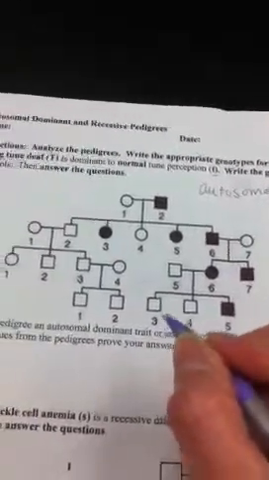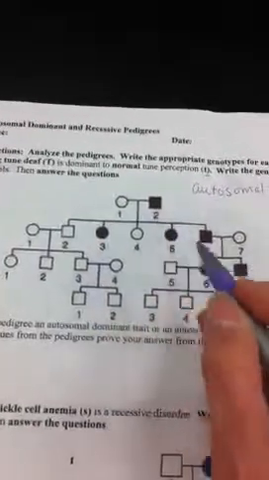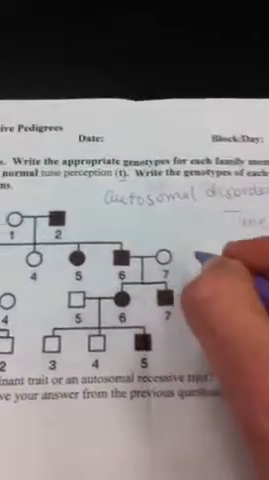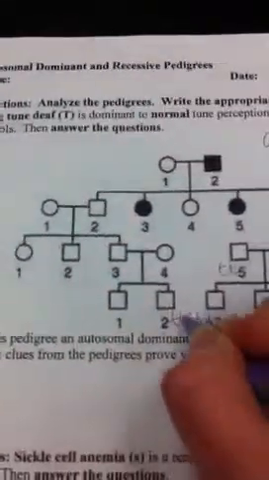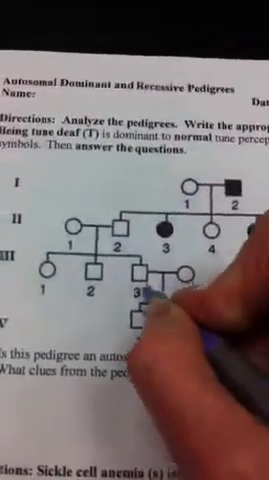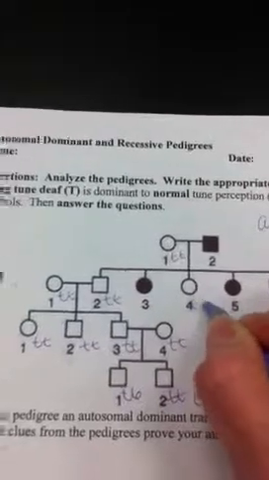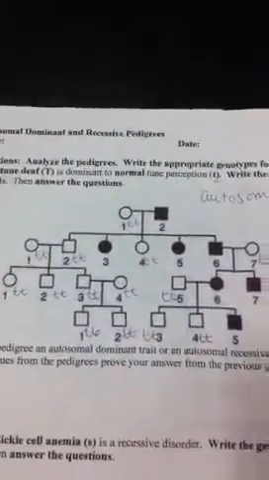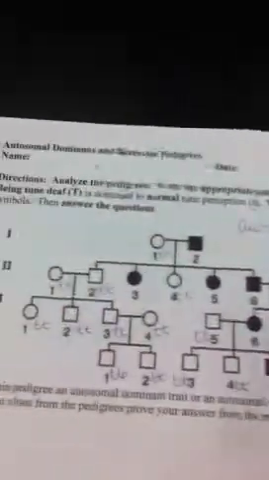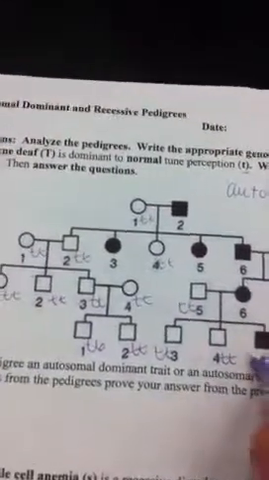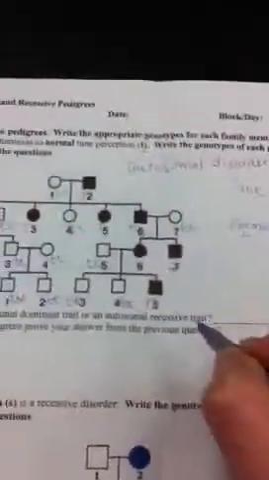What we can start out with is what we know. We know all the people that aren't shaded in have normal tune perception. So we can go in right now and give everyone that is not shaded in 2 little t's. Go ahead and do that now on your paper. Okay. Then the next thing I can do is that I know that everyone that has a dark shade is tune deaf. I know they definitely have at least one T. So I can go in right now and put one capital T for everyone that has a dark shade. Okay, I got them all.